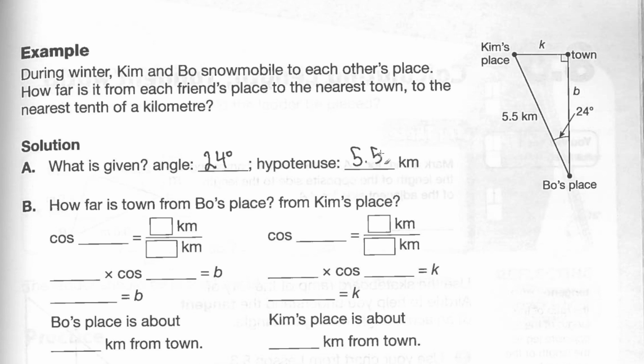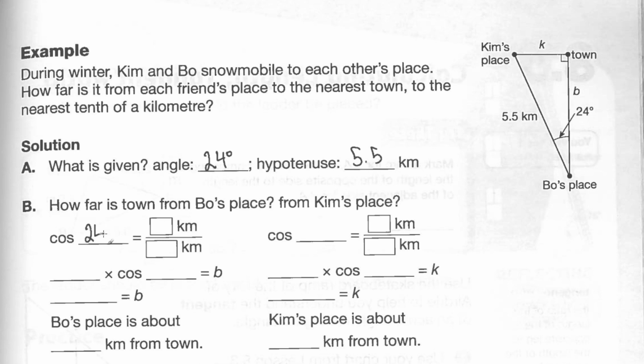How far is Bo's place from Kim's place? Well, Bo's place, or sorry, how far is town from Bo's place? And then from Kim's place. So Bo's place to town is little b. Little b is what we're looking for, and it is adjacent to the angle of 24. So we can use our cosine ratio.